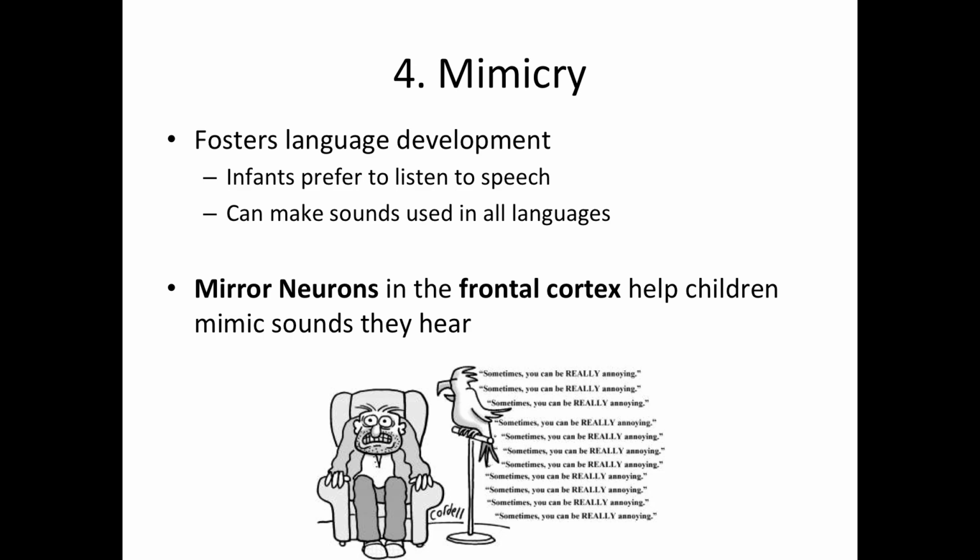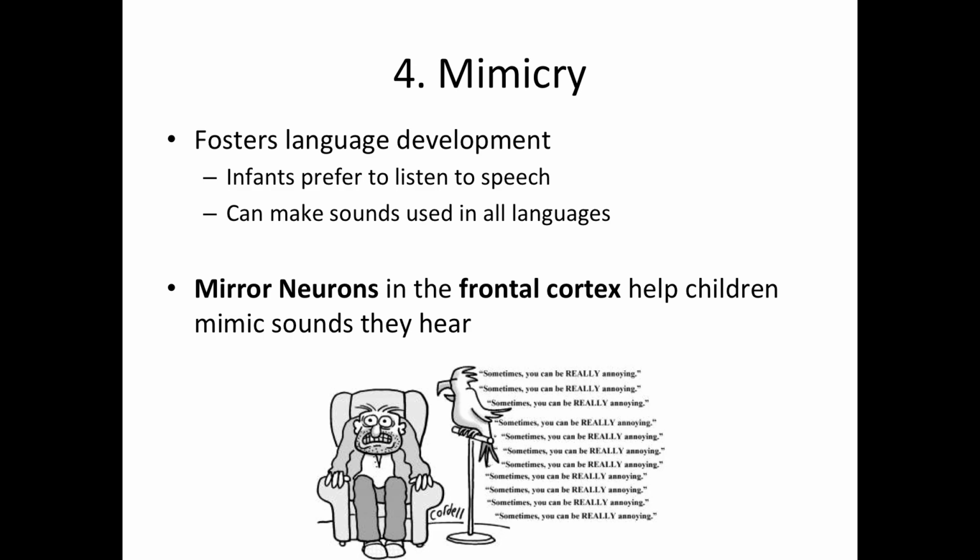Okay, and the last one is mimicry. So mimicry fosters development. It has actually been shown in research that babies show a preference for listening to speech over other sounds. And when they begin to babble, they're capable of making the sounds used in all languages. They also mimic and subsequently prefer the language sounds made by the people in their environment, for example, their mom or their dad. And in the formative years, kiddos may add as many as 60 new words each day to their vocabulary.